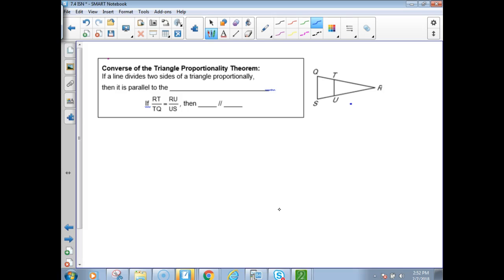Converse of the triangle proportionality theorem, all it's saying is that if these were in that ratio, and I had put on there 2 and 8 and 3 and 12, so if that's true, so if 2 is to 8 equals 3 to 12, then you can say that the lines are parallel. So if the line divides the two segments proportionally, then it's parallel to the third side. And that would be TU is parallel then to QS. And that would be if these sides are in the same proportion.